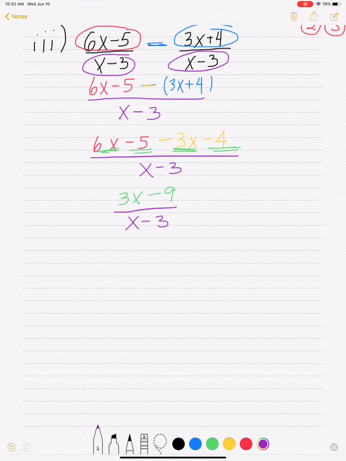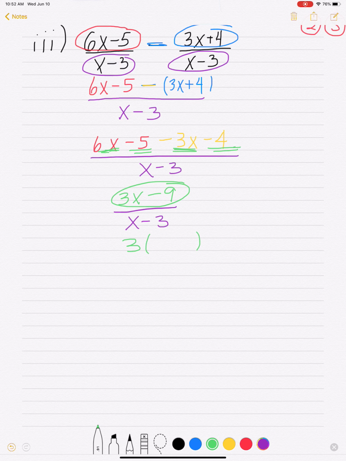Now, if possible, sometimes these can be reduced after cleaning up the top. And in this case, we can reduce this fraction. If we factor the top, let's factor the top. Focus on 3x minus 9. How can you factor that? Well, notice there's a GCF of 3, right? 3x and 9 both have a 3 in common. So I'm going to factor out a 3. I'm going to put a pair of parentheses.